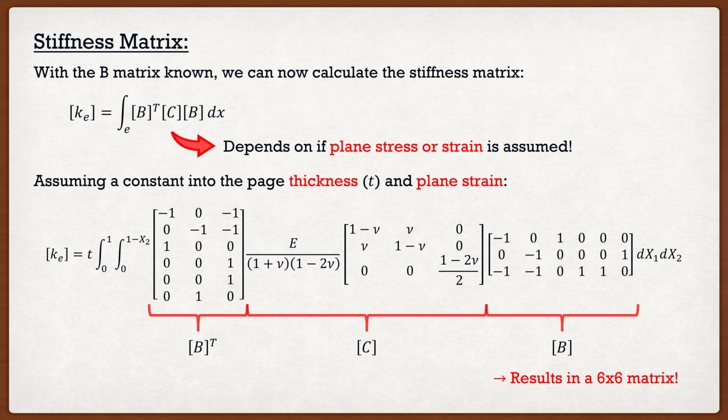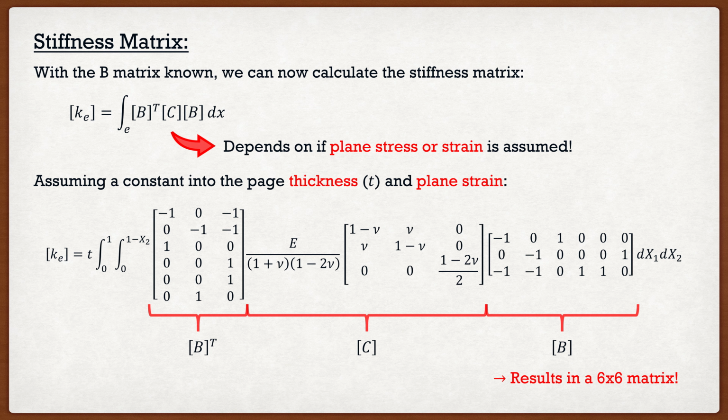And this actually results in a nice 6 by 6 matrix. Why is it 6 by 6? Well, we have 3 nodes, and each one of those nodes has 2 degrees of freedom. So we take 3, multiply it by 2, we get 6, and that's the reason why it's actually 6 by 6.